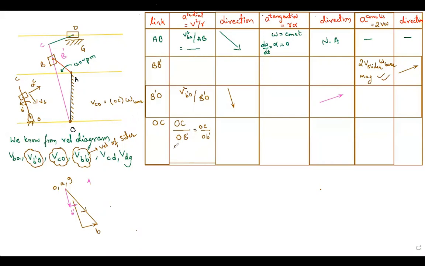So to find out OC, I'm going to write it in this manner. OC is equal to capital O, capital C divided by capital O, capital B dash, multiplied by OB dash. So from this, you are going to get the value of small o, small c. These are the lowercase letters. These are the capital letters. Okay. Small o, small c.